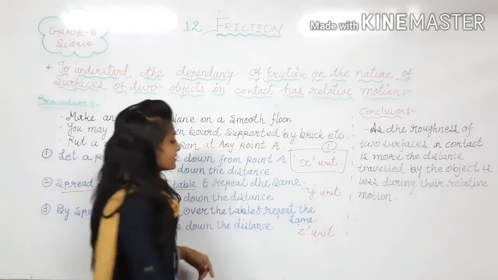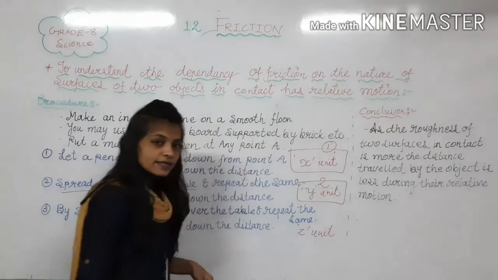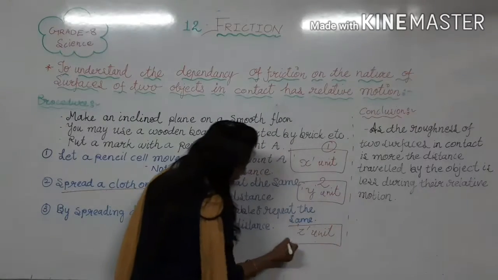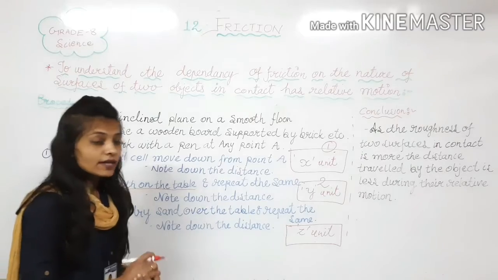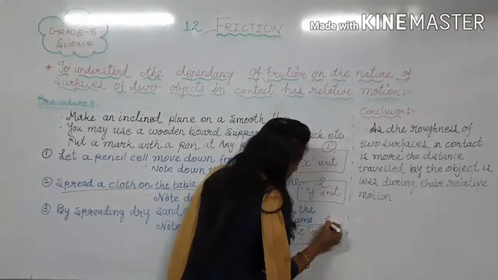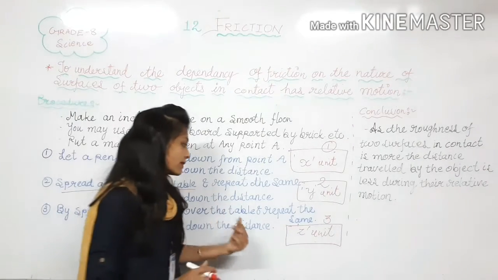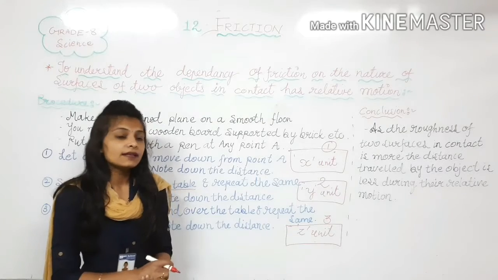Second distance is when we had spread the cloth, that is the second number. And the last number is when we had spread the jute bag, when we had spread dry sand on it. At that time, the distance covered by the cell is very less. So, what can we conclude from this activity?